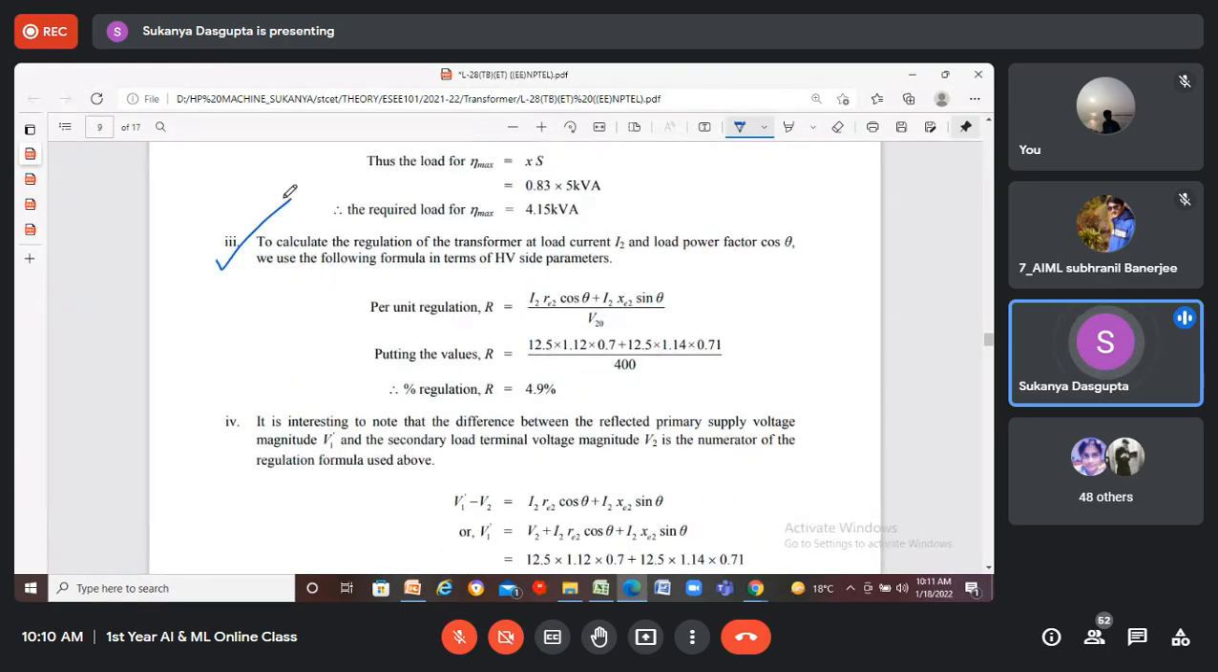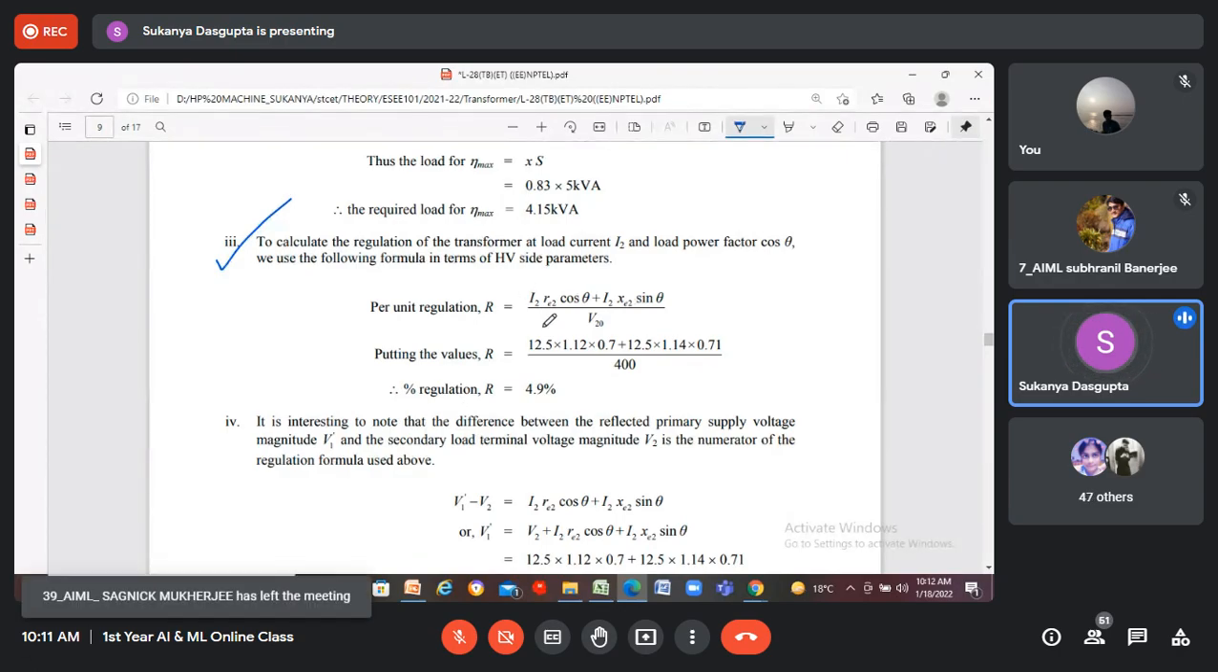Voltage regulation. This is the formula of voltage regulation that you have studied in the last class. Per unit regulation R is I2 Re2 cos theta plus I2 Xe2 sin theta by V20. Can you remember this expression? What is V20? It is the no load voltage.